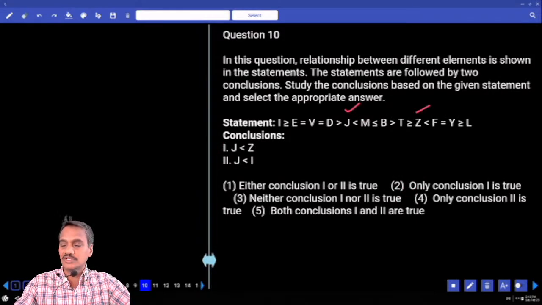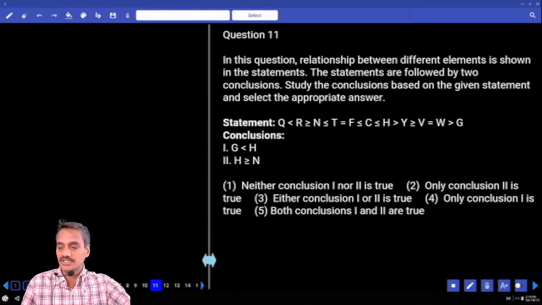Now between these two, one lesser than, one greater than, two opposite symbols. And between I and J, I greater than J, J lesser than I is definitely true. And so only conclusion 2 follows, and it is given in the choice for question number 10. Then next one, the 11th one.